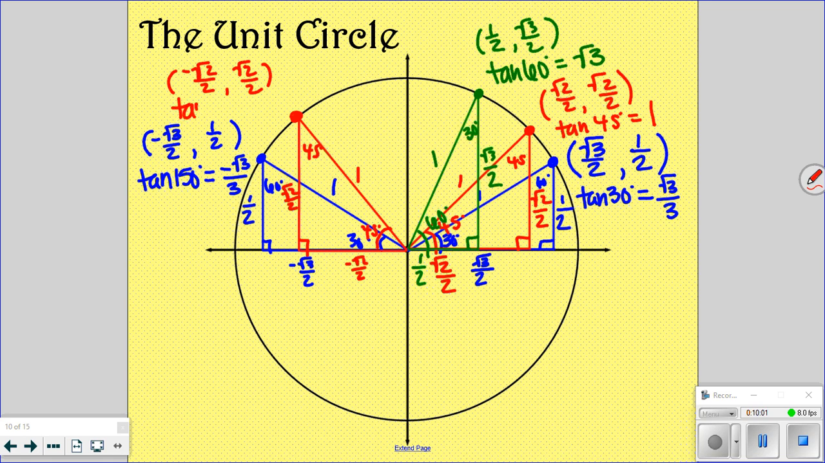And then we're looking at the tangent value. If this is a 45-degree angle coming from the positive x-axis, it's going to be 135 degrees. So the tangent value is square root of 2 over 2 over negative square root of 2 over 2, which is a negative 1. Okay, and now we're going to do the green triangle.